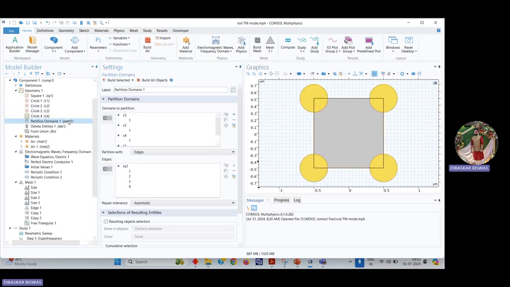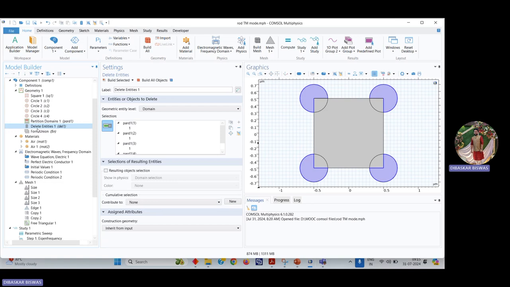Then you go to partition domain, because we need to remove the unwanted part outside the box. You select all those four circles, and then select the edges. This is the partition boundary. You select all four edges of the square, hit build selected, and then go to delete entities. Select domain, select these domains, and remove them. So you finally get the unit cell structure.